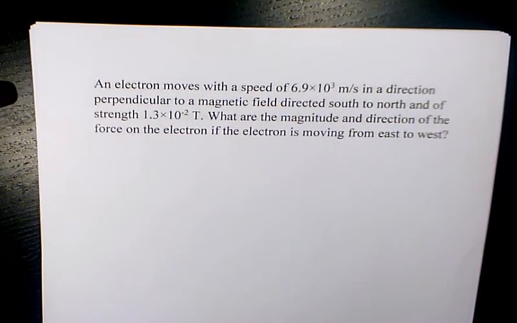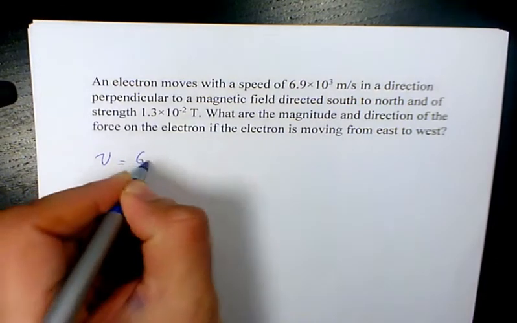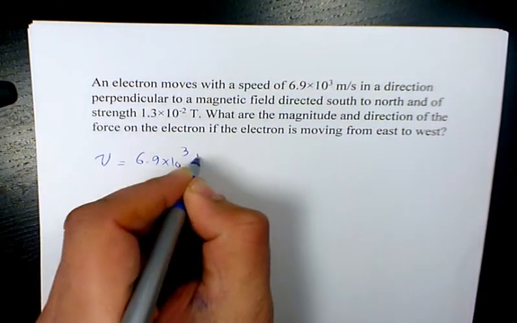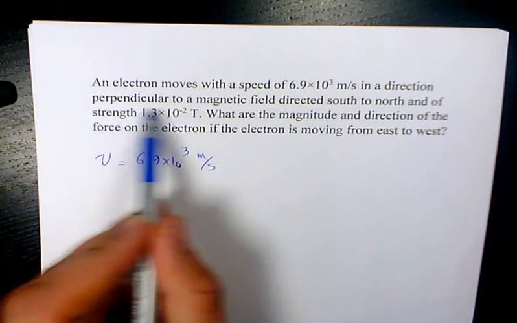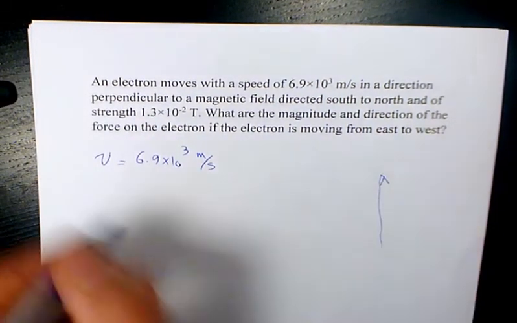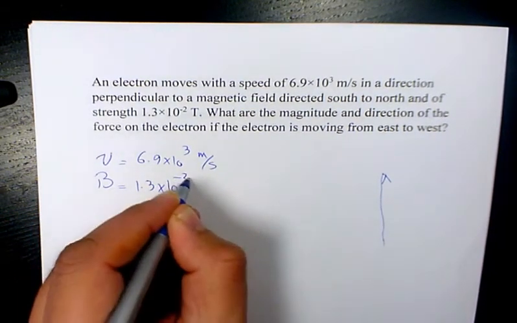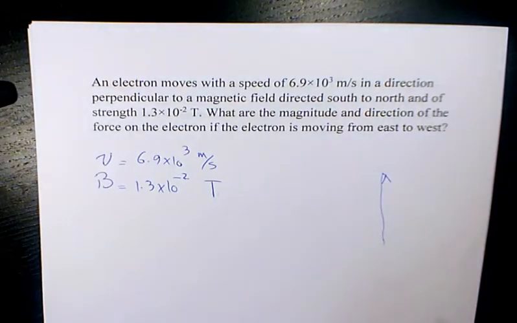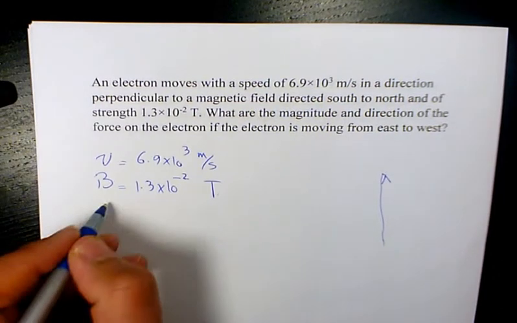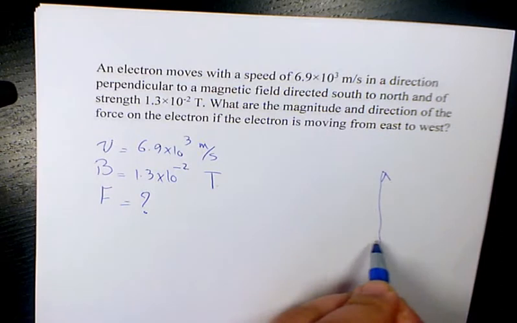An electron moves with a speed of 6.9 times 10 to the power of 3 meters per second. So velocity is 6.9 times 10 to the power of 3 meters per second, in a direction perpendicular to the magnetic field, directed south to north, and of strength 1.3 times 10 to the power of negative 2 Tesla. What are the magnitude and direction of the force on this electron if the electron is moving east to west?